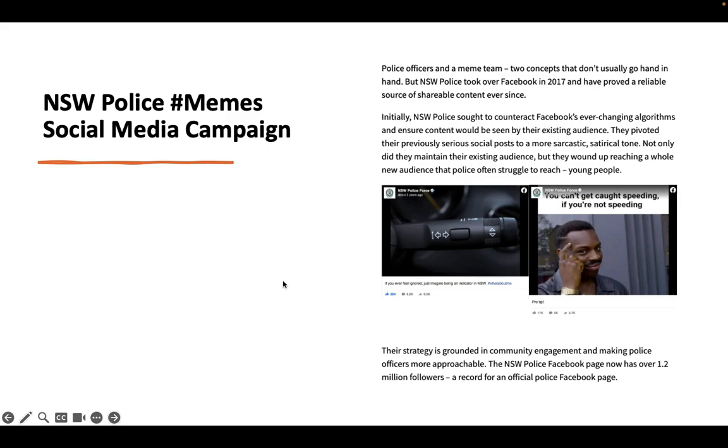So the first meme over here, they've got an indicator, and it says underneath, if you ever feel ignored, just imagine being an indicator in New South Wales. Would work in South Africa as well. And then the second one is just a fun one as well. You can't get speeding if you're not speeding. Pro tip. So they took a humorous angle, and it really worked for them.